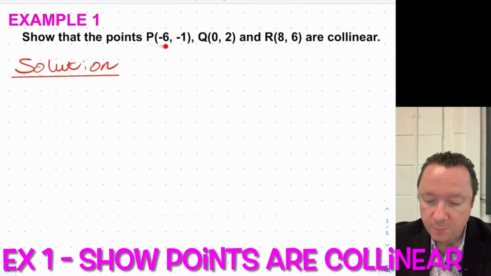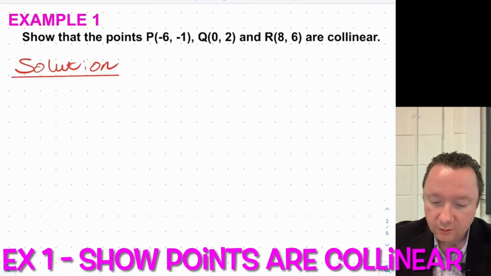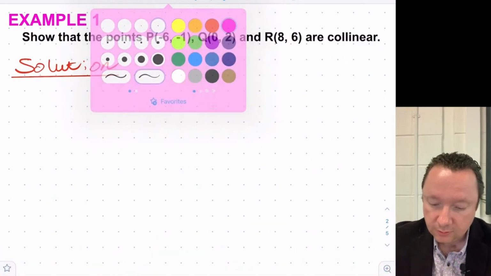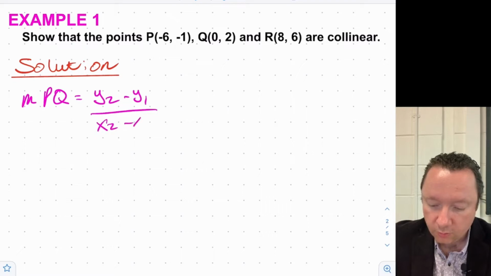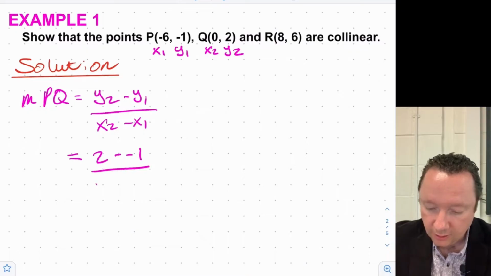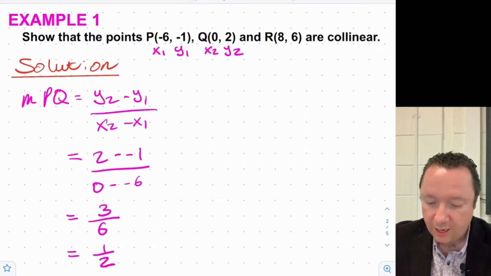Example 1, show that the points P, Q, and R are collinear. So we just need to check the gradient between P and Q. Let's use the gradient formula: (y2 - y1) over (x2 - x1), where that would be x1 and y1, and this would be x2 and y2. So that is just 2 take away -1 over 0 take away -6. That gives me 3 over 6, which we can simplify down to a half.